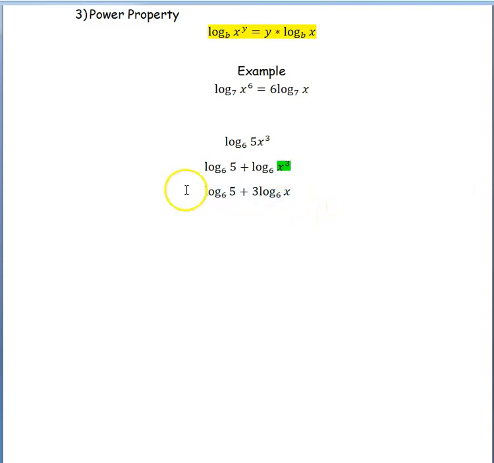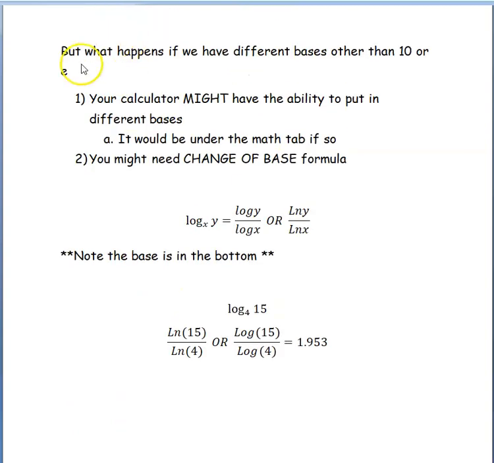Now, if I went from the bottom to the top, started from the bottom, now we're here, that would be condensing. Let's move on. But what happens if we have a different log base other than 10 and e? Like some of you on the homework problems ask me questions like, hey, Mr. Faust, all these problems are log base 10 or log base e. My calculator has them. What if they're not? What do I do? So two things.